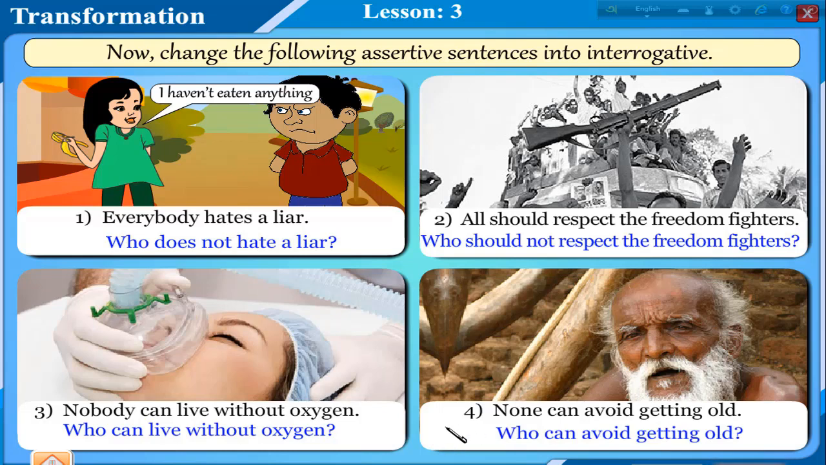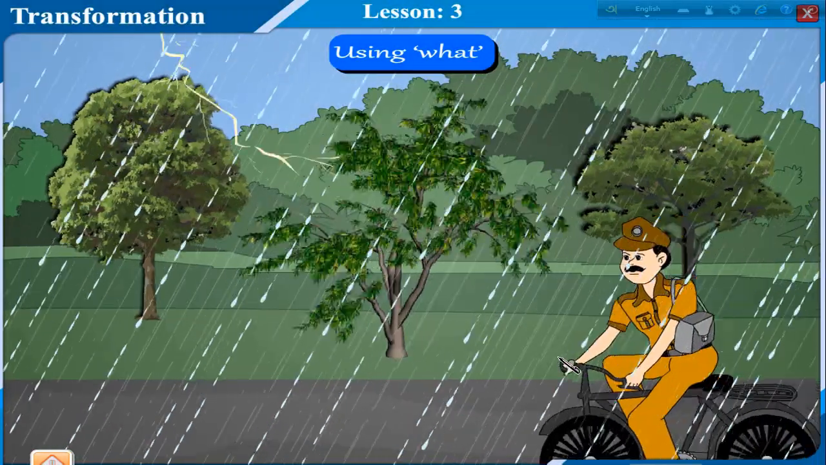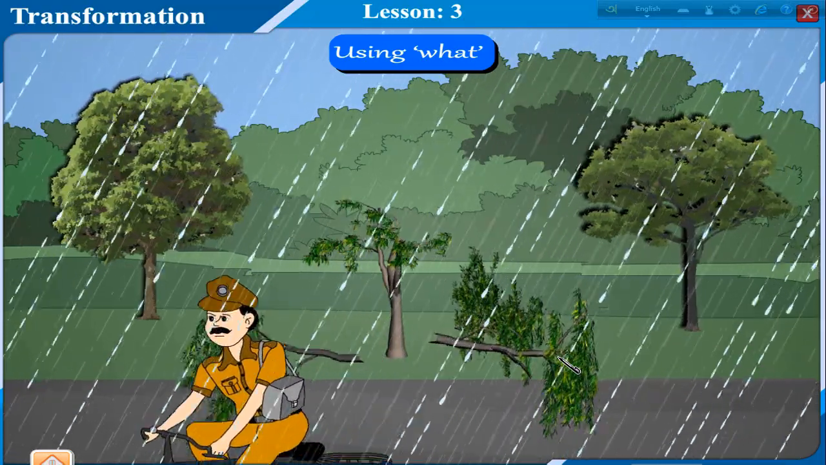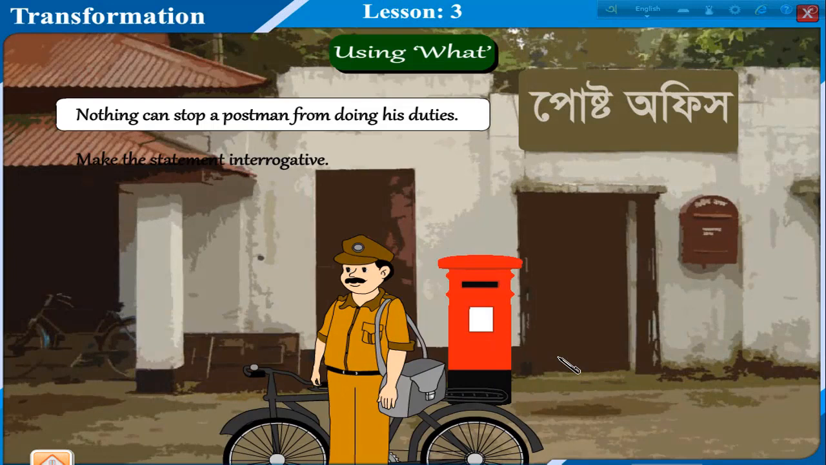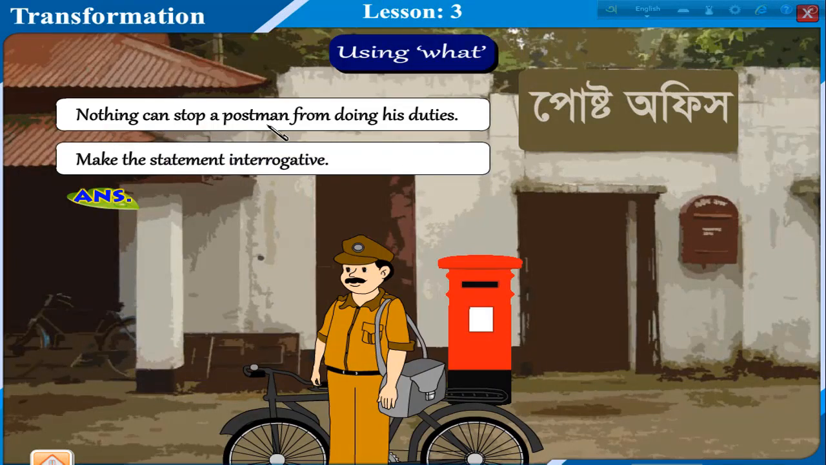I hope you understood it clearly. Okay, students, let's go to the next slide. And it is very wonderful animation. Look, using the word what, the postman is going through a storm. Look, nothing can stop a postman from doing his duty. Make the statement interrogative. Look, nothing indicates things like table, chair, etc.